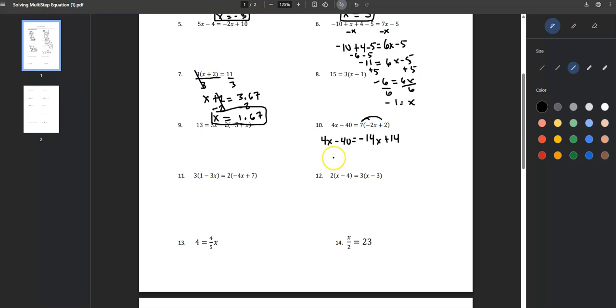Again, I like to make it positive, so I'm going to move the negative 14 to the other side, to the bigger number. So I'm going to add 14x because it's subtracting. And what I do to one side, I have to do to the other side, but only to the x. So that'll give me 18x minus 40 equals 14. Okay, now I need to take care of this minus 40, so I'm going to add 40.